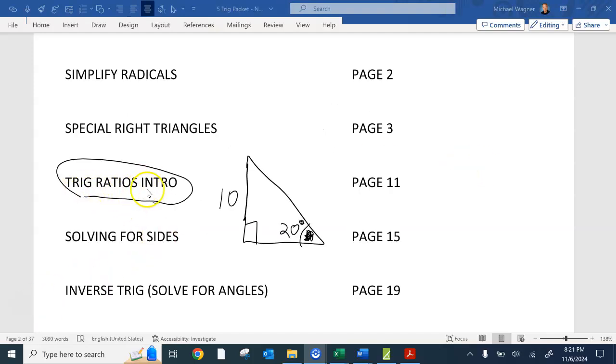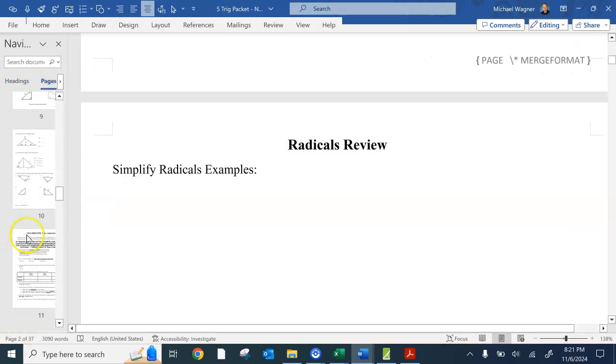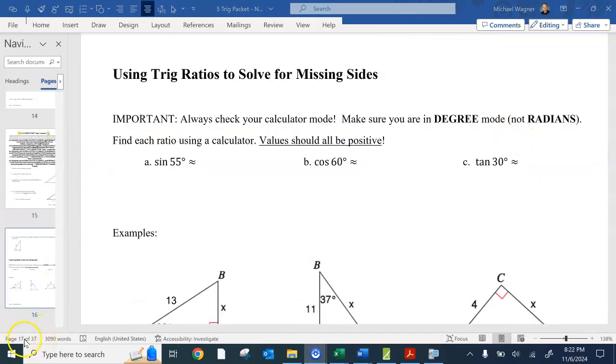If you understood what we did in the last 3 problems reviewing, then really it's as simple as that. But now we're going to be actually solving for the sides using the angles. So let's go to page 15. Actually, we need to go to page 17. We're going to start on page 17.